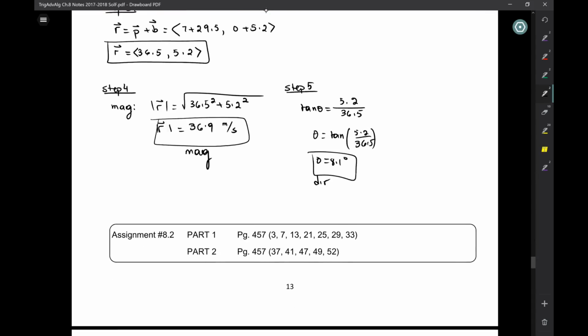Okay. So I do have a little bit of practice for you guys right now. This is the end of the lesson. After the practice, the homework for part 2 will be due tomorrow, and I have a practice quiz as well.